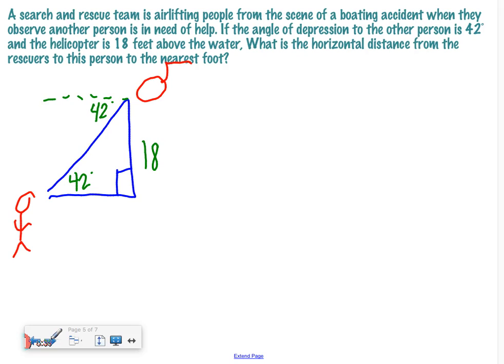And then we got to figure out what are we being asked to find? What is the horizontal distance from the rescuers to the person to the nearest foot? So horizontal distance, show me with your arms. Is it this way, or like the slant? Right, so we're looking for this.